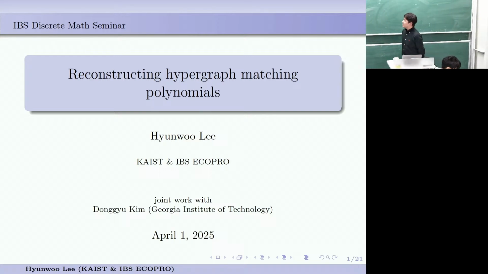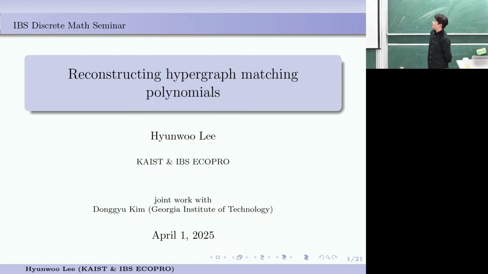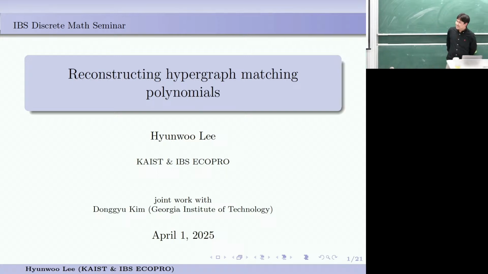So I'll start. I usually work on extremal combinatorics, but today is April Fool's Day. So today's topic is more like structural graph theory and algebraic combinatorics. Which one was the lie?